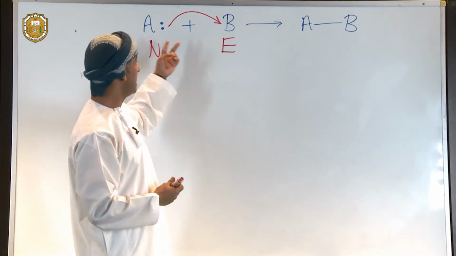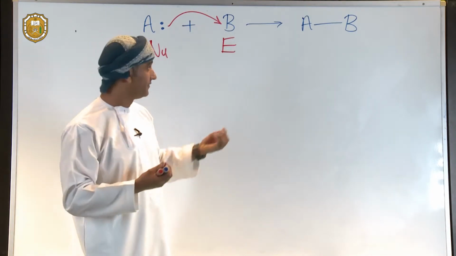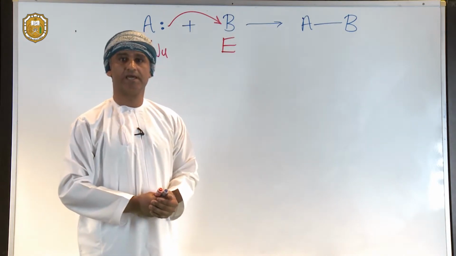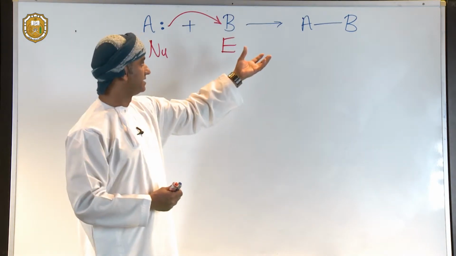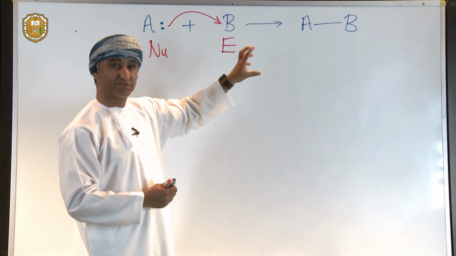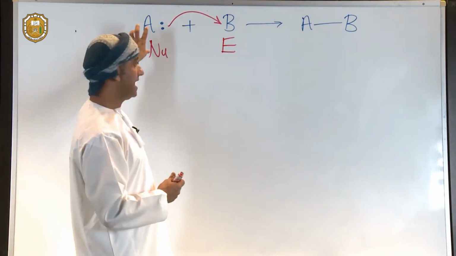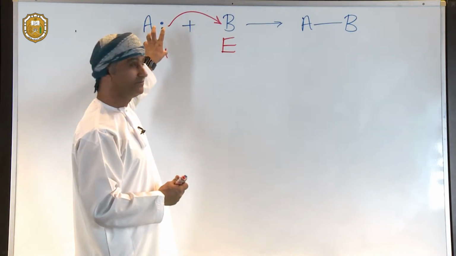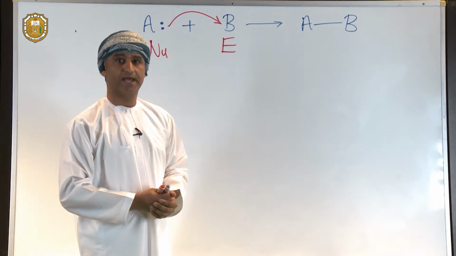The 2 electrons now have been used to make a covalent bond between A and B. So that's the covalent bond, and the 2 electrons of that bond came from A. So this is the electron donor, if you like. This is the electron acceptor.